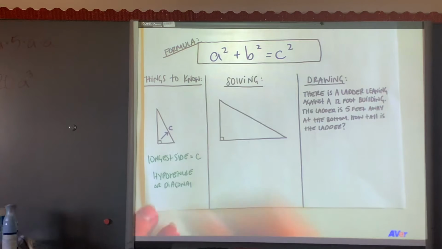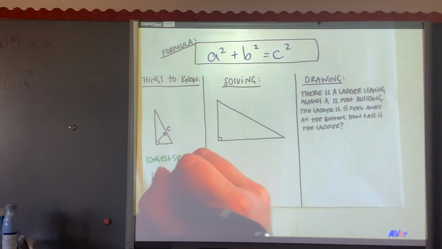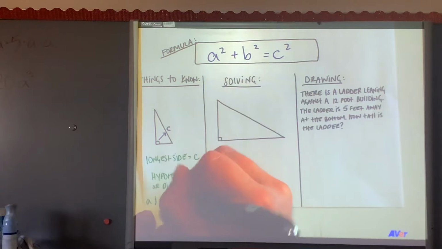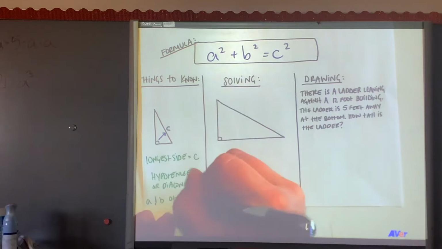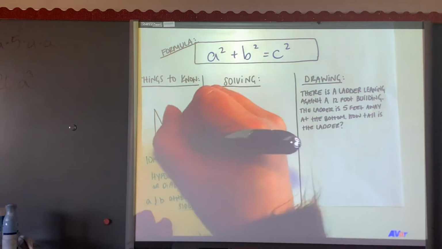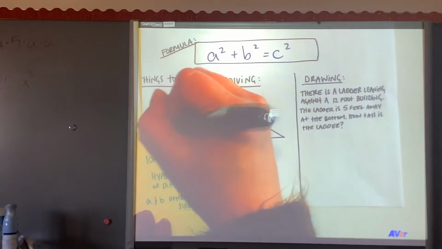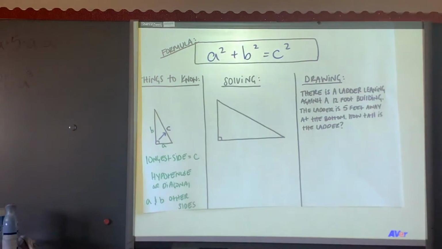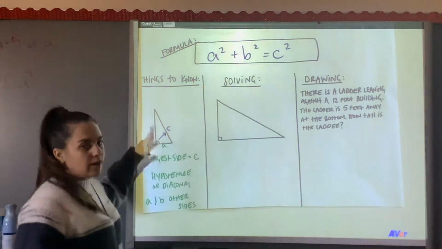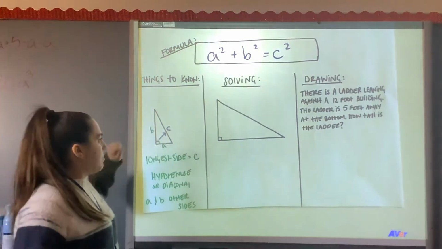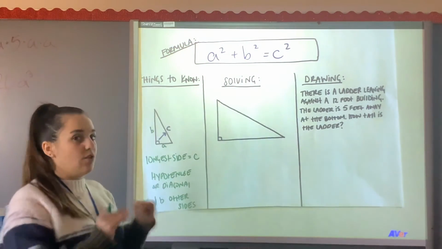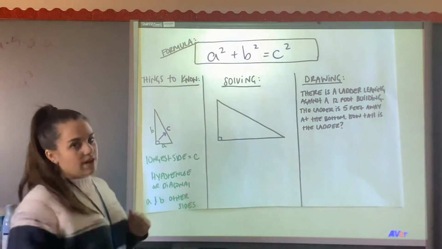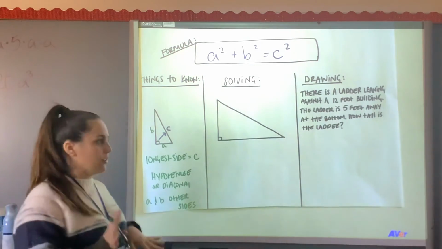And the other sides, A and B, can be either side. It doesn't matter which one is which. A lot of people like to make the smallest side A, the other side B, and the biggest side C. That's totally up to you. You can always switch the A and the B. It only matters that the side across from the right angle is C, because it is the longest side no matter what, if and only if it's a right triangle.